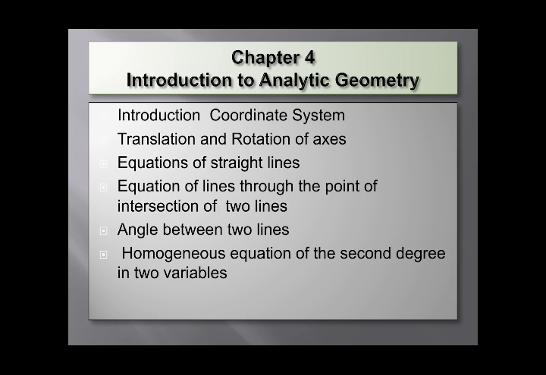Equation of a line through the point of intersection of two lines. When two lines intersect, this point is called the point of intersection. Angle between two lines. These are the major topics we discuss in this chapter. Homogeneous equation of the second degree in two variables. Homogeneous equation of first degree we solved in 3.5 of the first chapter.